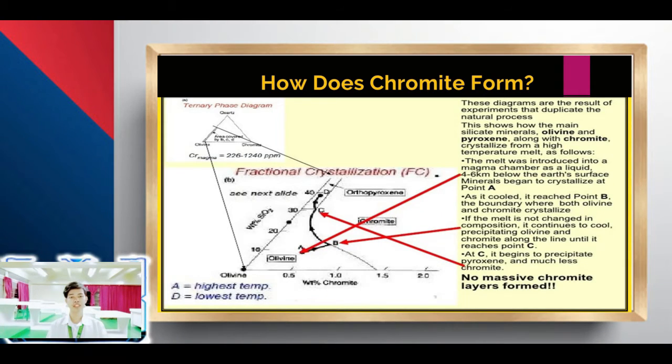In the diagram, we can also relate to Bowen's reaction series, where point A is the highest temperature where olivine is first to crystallize, and point D is the lowest temperature where orthopyroxene crystallizes. As you observe in the diagram, chromite crystallizes along with other minerals from one point to another, but as it reaches another point, the melt produces less chromite from silicate minerals. The reason is because of the characteristics of other silicate minerals.